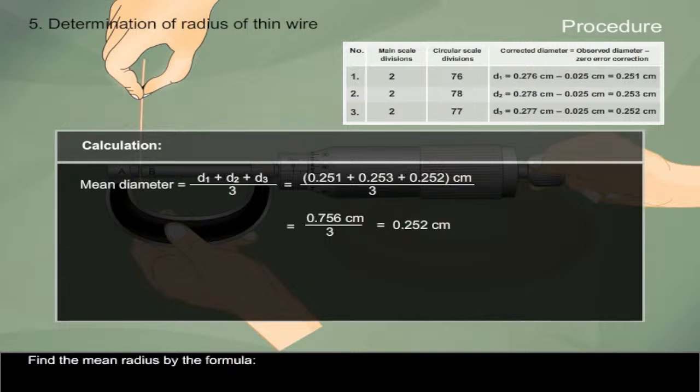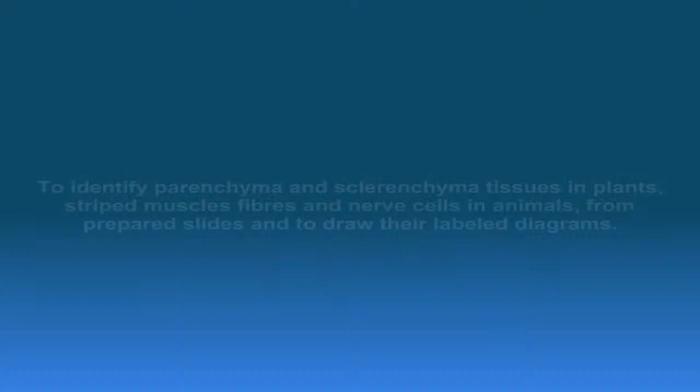Find the mean radius by the formula. Mean radius is equal to mean diameter upon 2, which is equal to 0.252 upon 2 centimeter is equal to 0.126 centimeter.